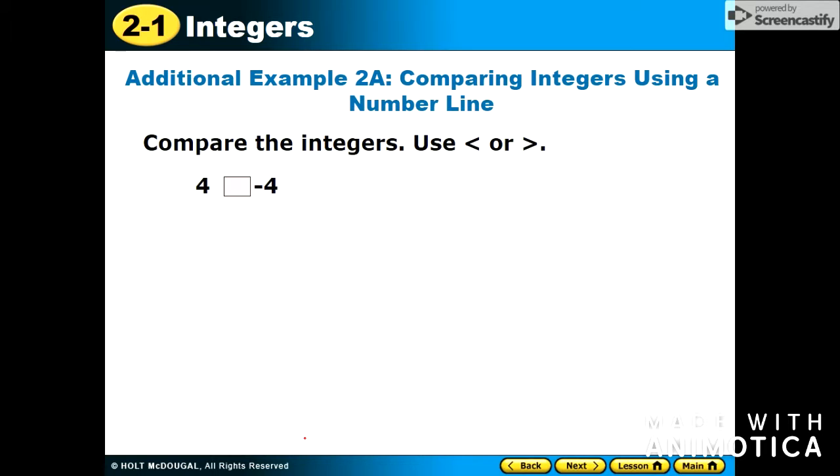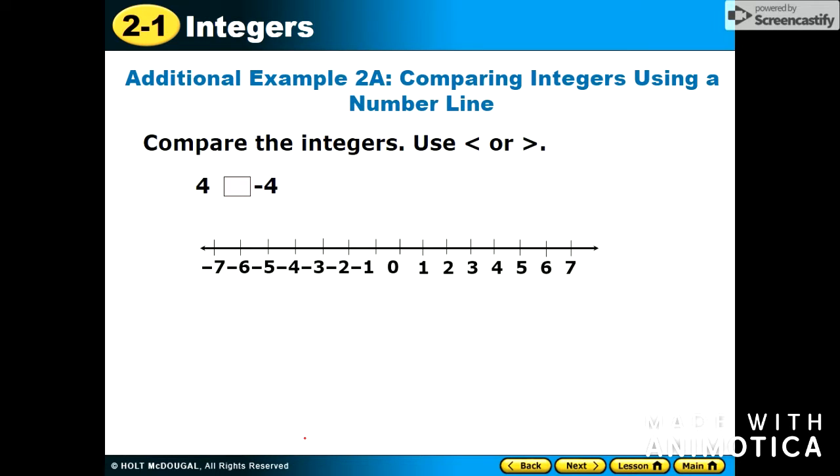Okay, so it says compare the integers using less than or greater than. Flip back to the front of your sheet here. First off, I think it's helpful to plot them on a number line. So if you plot -4 and you plot +4, you can see where they are on a number line.